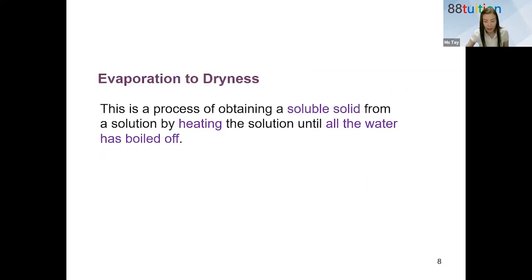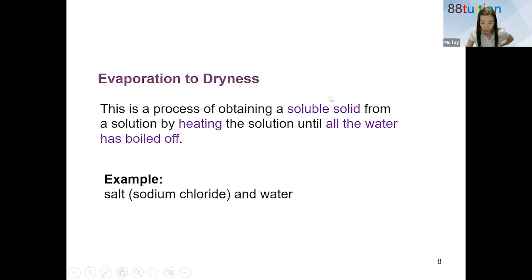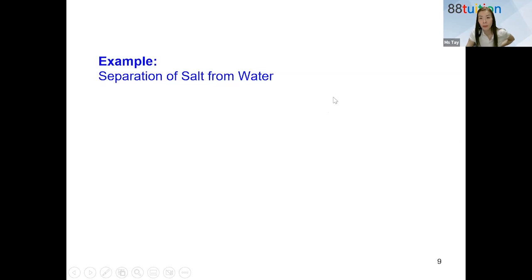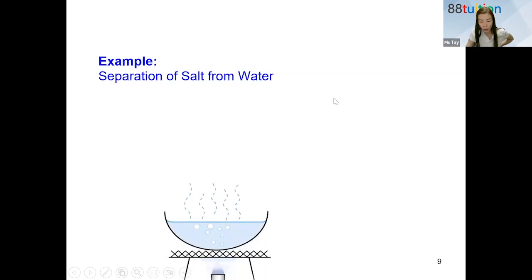Now, another method to separate mixtures is evaporation to dryness. This is for us to obtain a soluble solid. Note the purple words again, they are important. The soluble solid is obtained from the solution by heating the solution until all the water is removed. Example, salt and water. So this is salt solution.